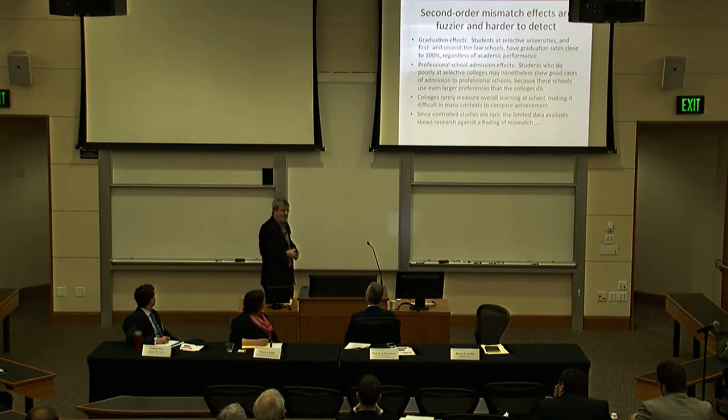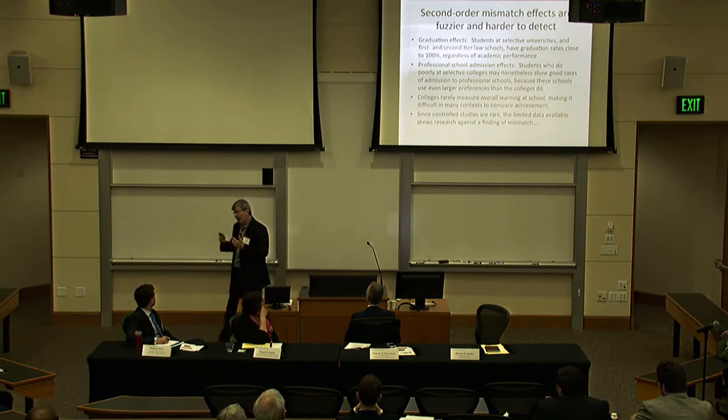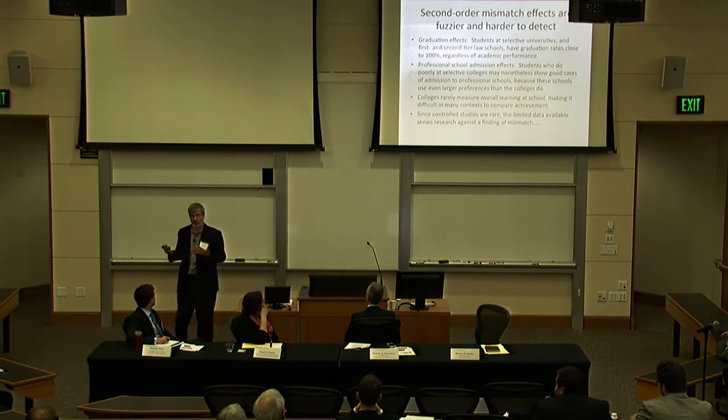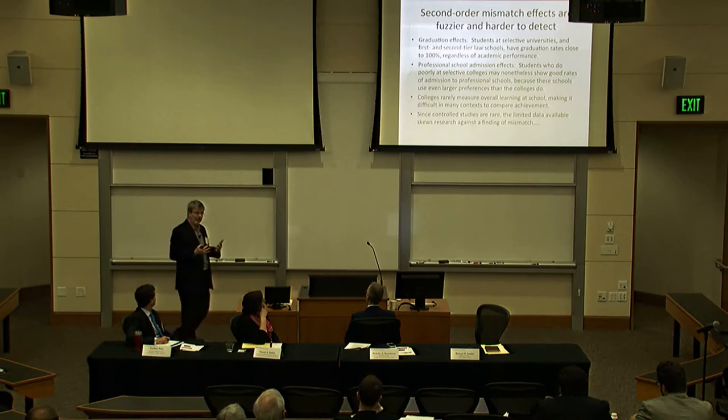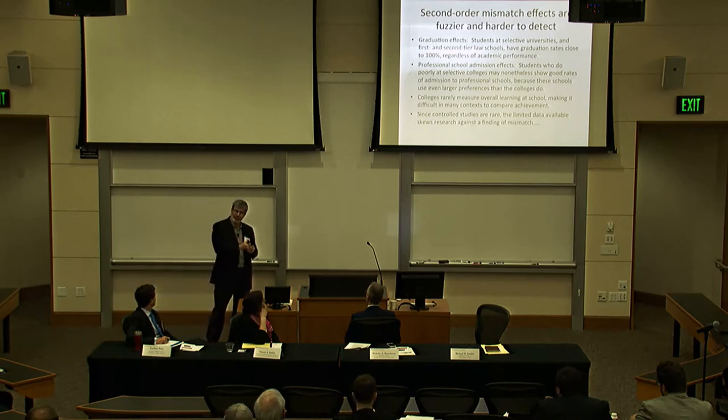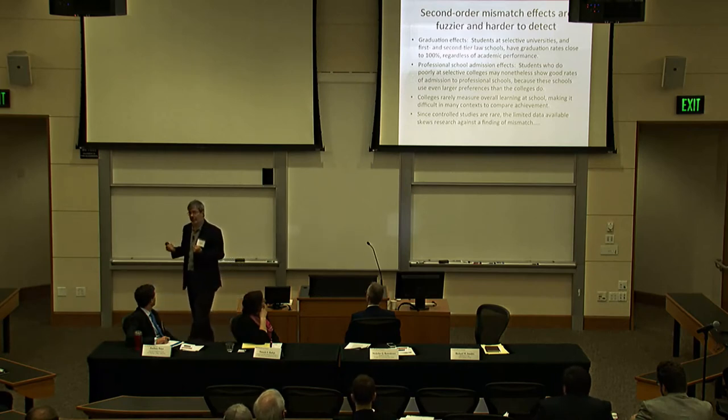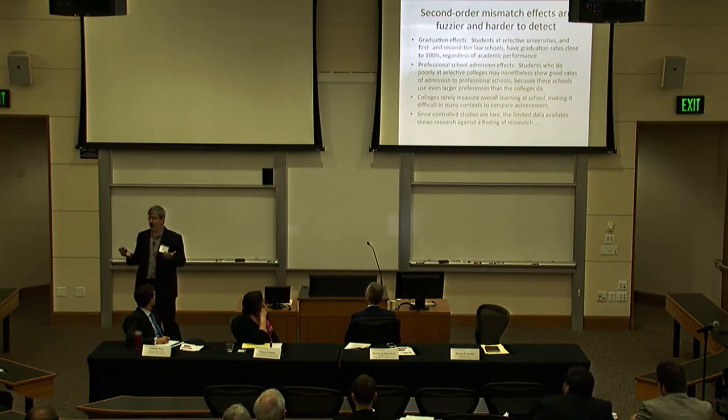Because they're indirect effects, they're harder to measure. And a general problem with higher education literatures overall, and mismatch in particular, is that good data is often hard to get. So if you're using imperfect data and you're measuring an indirect effect, then it's very easy to miss the effect or to get a measurement that simply doesn't show any significant result.